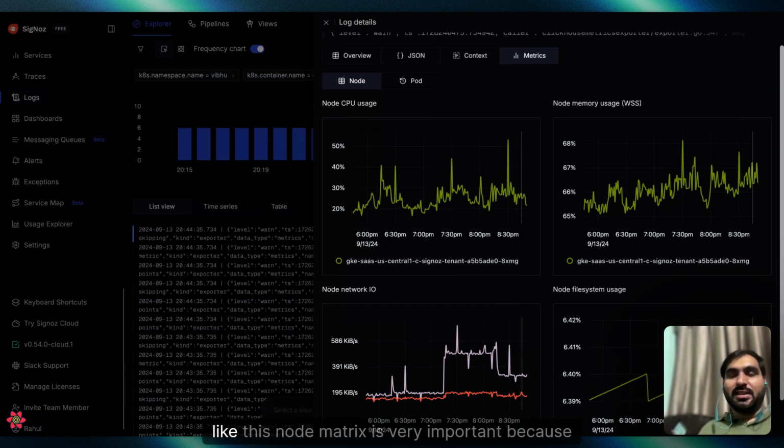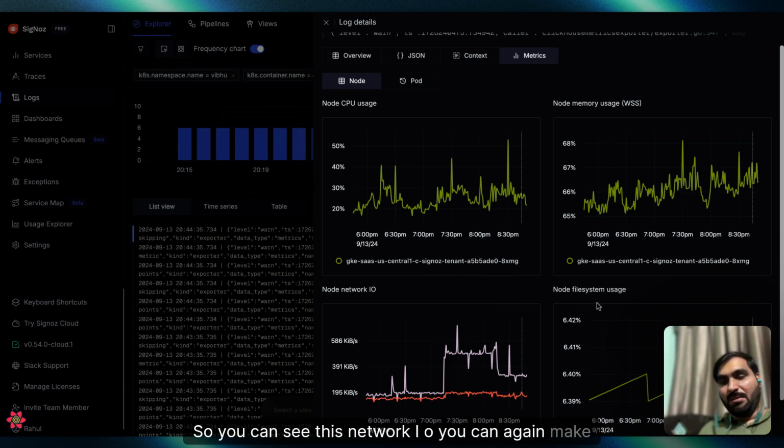And at that moment, this node metric is very important, because as we can assume, this is your VM or a physical server which is having your pods. So we can get an idea of what is going on with your nodes, how your network and your external calls are going on. So you can see this network IO. You can again get an idea about your files, what is going on with your files. All such ideas can be taken from node metrics.